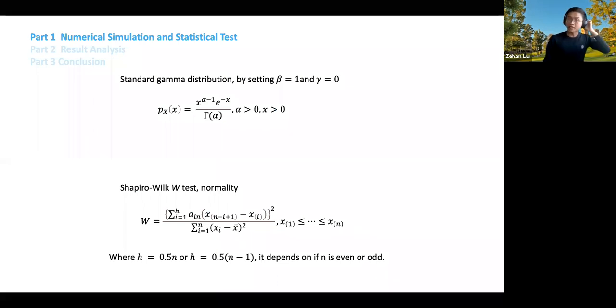They chose the standard gamma distribution as their object of interest by setting beta equal to 1 and gamma equal to 0. And the probability function is here. And they also use the Shapiro-Wilk W test to test the normality of each sample mean. And the W test is shown here.